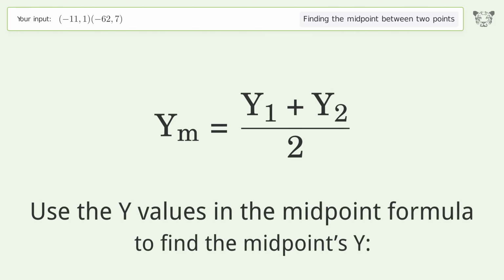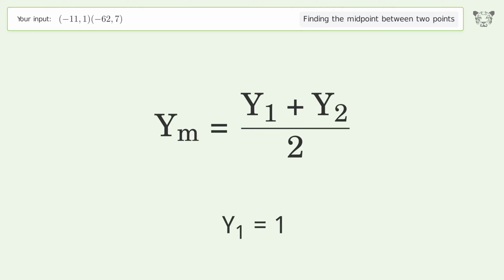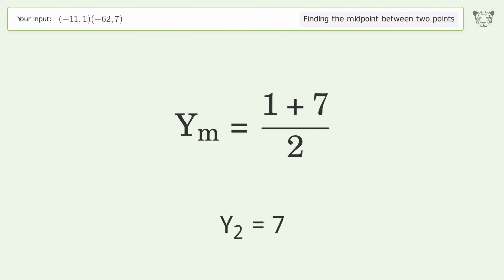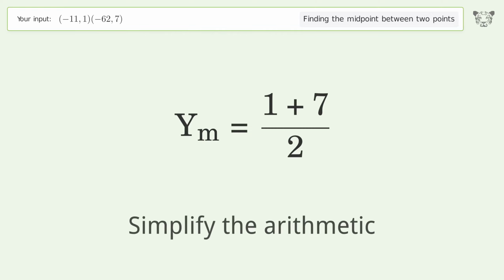Use the y values in the midpoint formula to find the midpoint's y. y1 equals 1. y2 equals 7. Simplify the arithmetic.